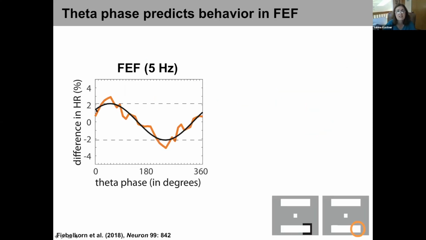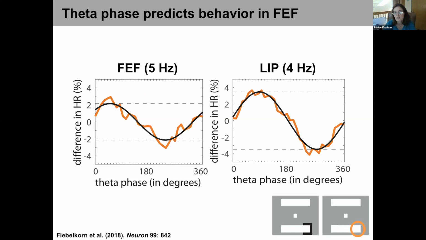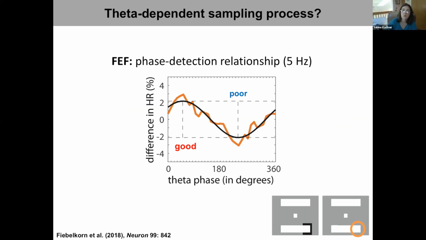And indeed, we see these phase detection relationships. A 5 Hertz theta oscillation here is predictive of behavioral performance in the frontal eye fields and also in the lateral interparietal area. So we basically established what we have seen in the human brain as well. And I told you already that these constitute a good and a poor phase with relation to behavior.